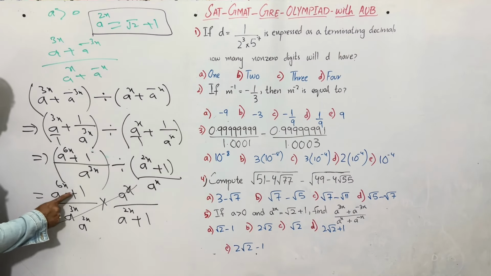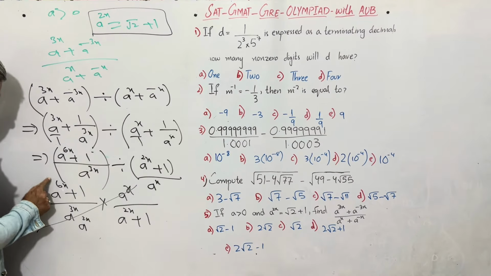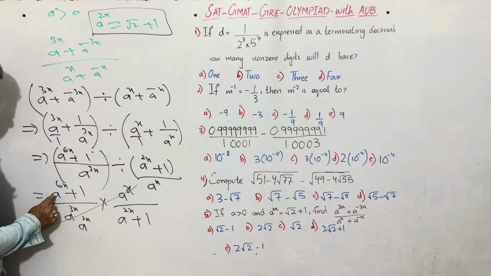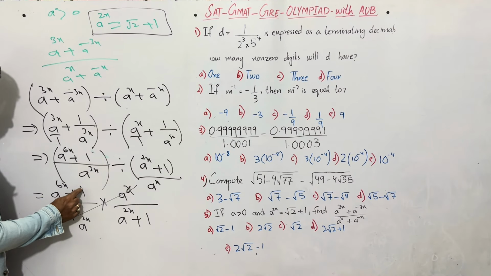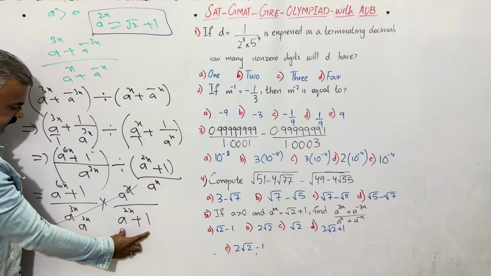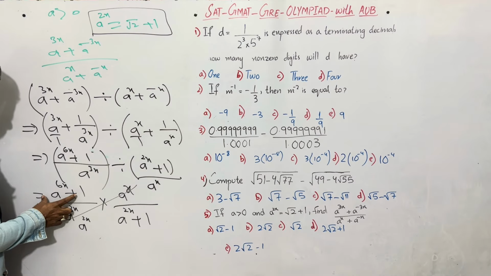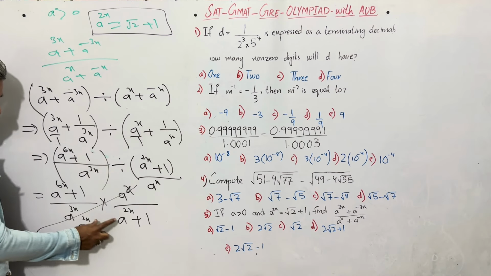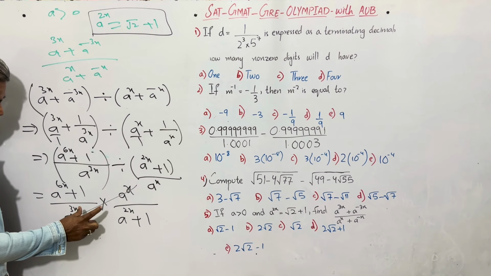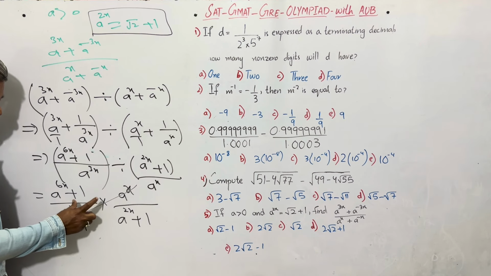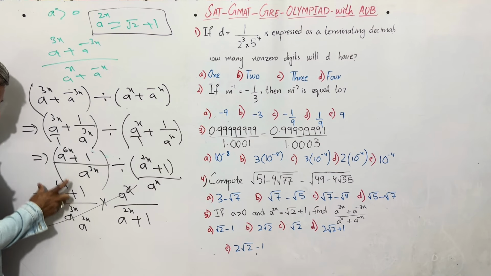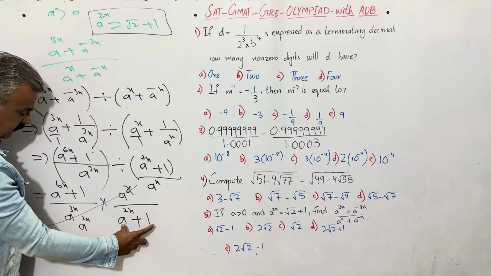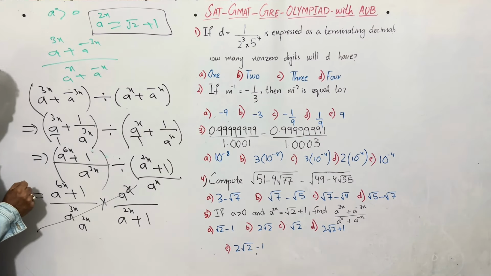Look at this one: a raised 6x plus 1 and a raised 2x plus 1. There lies the relation. This can be written in cubed form, and this is also in cubed form. This quantity a raised 2x is a factor of this quantity. By virtue of the formula a cubed plus b cubed is equal to a plus b times a square minus ab plus b square, applying this identity here, we can easily manage this quantity.